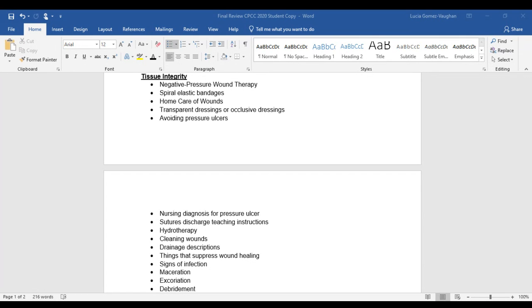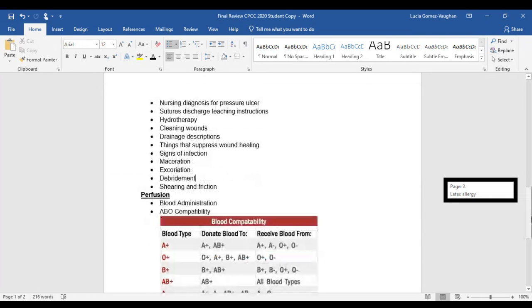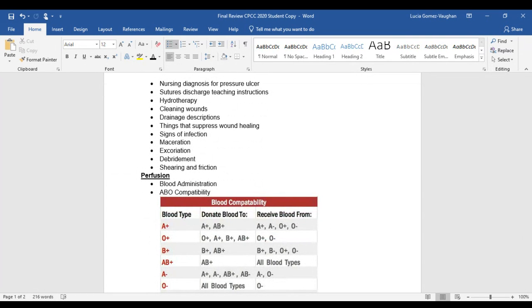Sutures, client teaching. We want to instruct the client to eat food high in protein, and consume carbohydrates, vitamins, and minerals to promote wound healing. They will splint the wound when coughing or moving in and out of the chair, like if they have abdominal sutures.